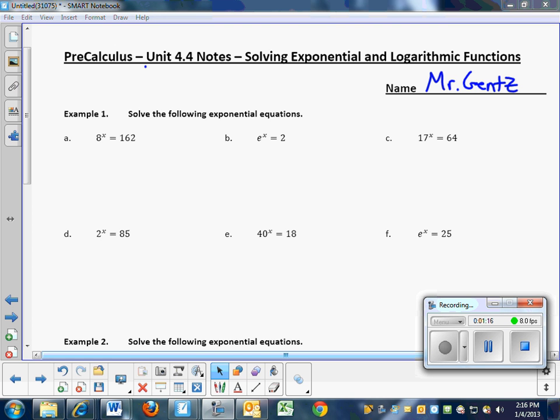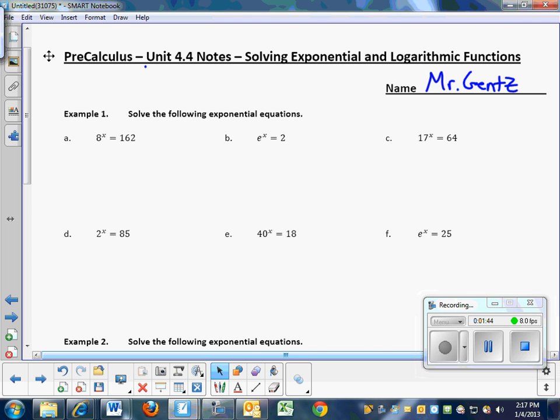8 to what power is 162? What if I had 8 to the first? 8 to the first would be 8. 8 to the second would be 64. 8 to the third, 512. So we know that it's going to be between what two numbers? 2 and 3. And here's the way that we can do it.